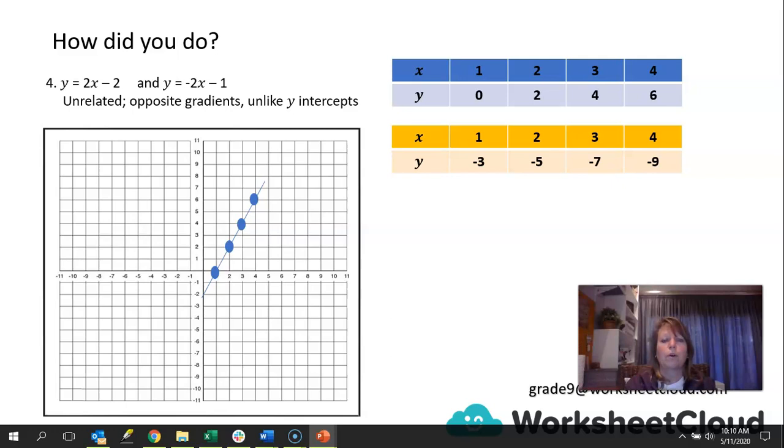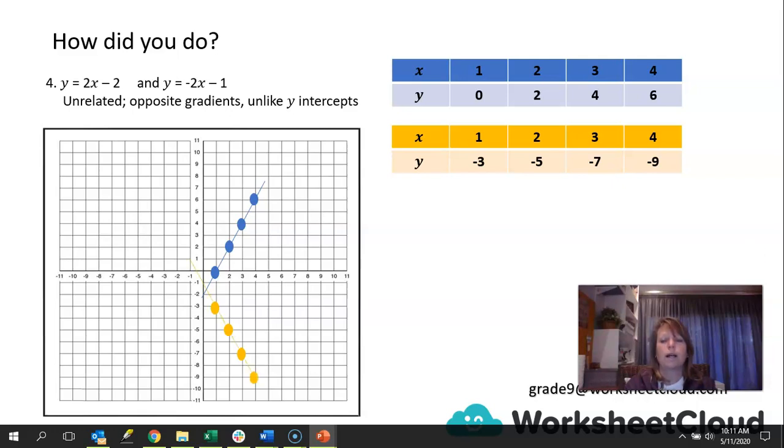So we've got 1, 2, 3, 4 for x. We plug in the 1. 1 times minus 2 is minus 2. Minus 1 is minus 3. There we have it. We've got 2. We plug in the 2. 2 times minus 2 is minus 4. Minus 1 will give me minus 5. 3 times minus 2 is minus 6. Minus 1 gives me minus 7. And 4 times minus 2 is minus 8. Minus 1 gives me minus 9.